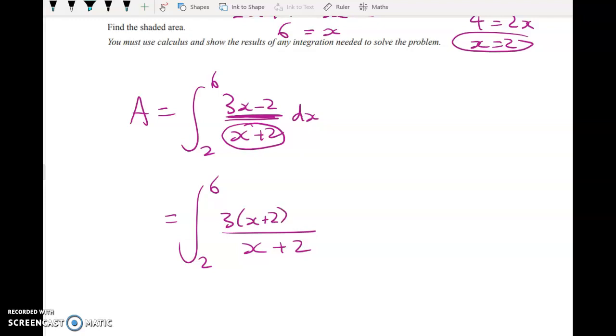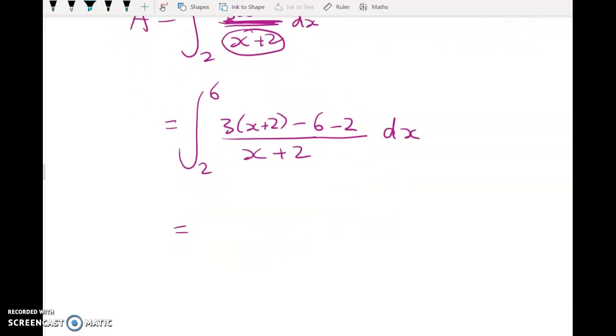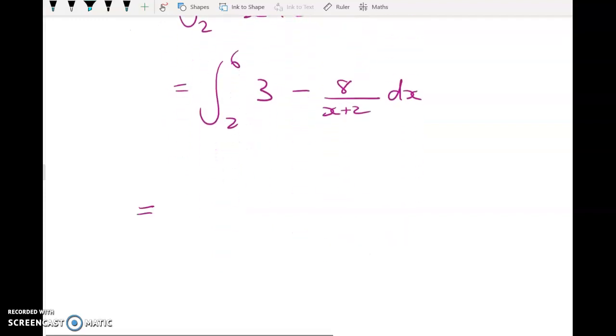So we've got 3 lots of x plus 2, so I'm matching up the 3, but now I've got an extra plus 6 in here, so I need to take it out. I've added in 6, so I take it out, just like when we learned how to do completing the square a long, long time ago. So that gives us the integral between 6 and 2 of 3 minus 8 over x plus 2, which has suddenly got very easy to work out.